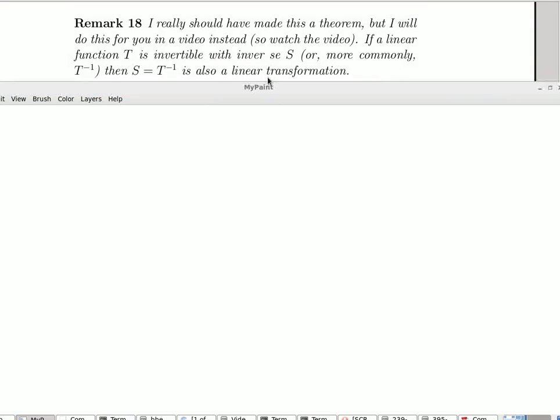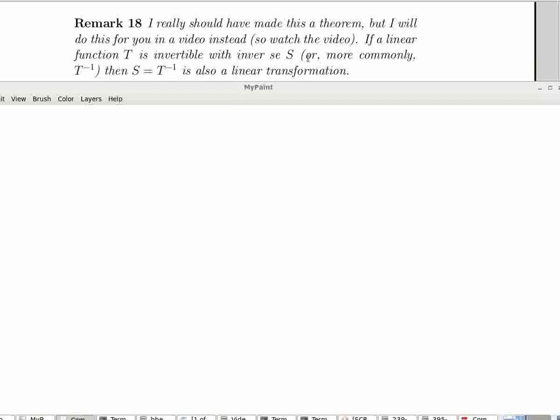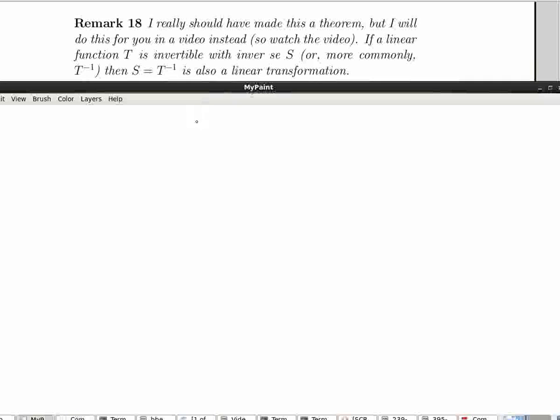I'm going to show, that should be inverse without a space. I will fix that. I'm going to show that the inverse of a linear transformation is also a linear transformation. So let T going from some linear space V to W be a linear transformation with inverse. Let's just use S for now.